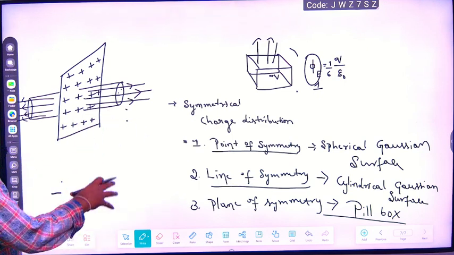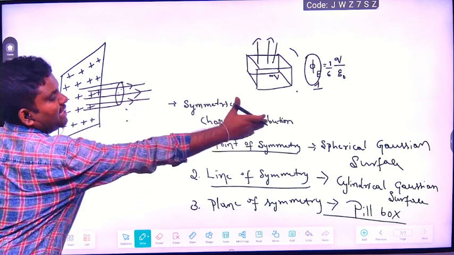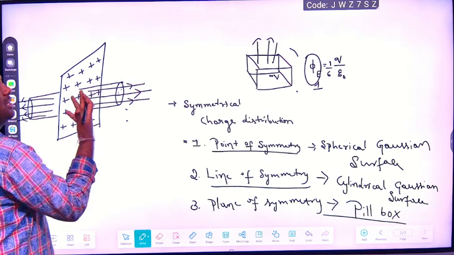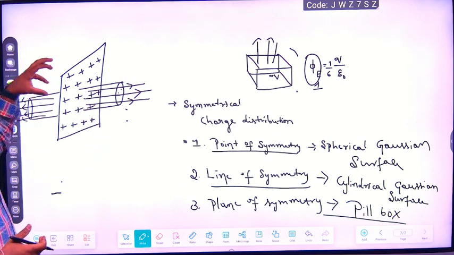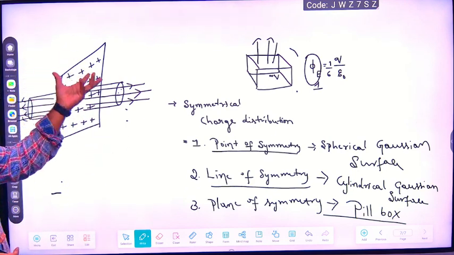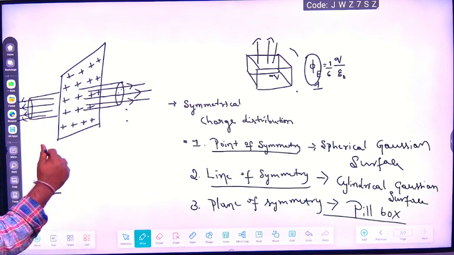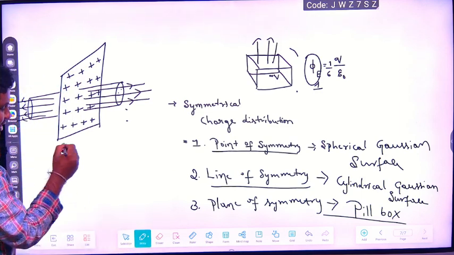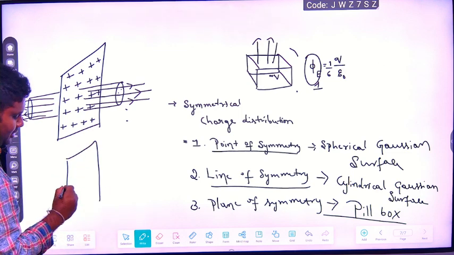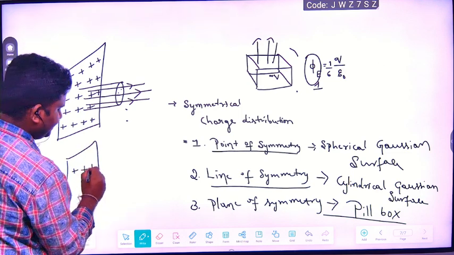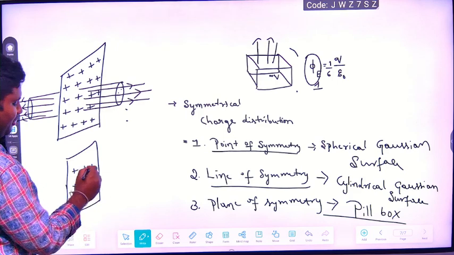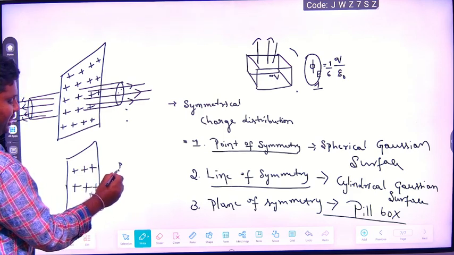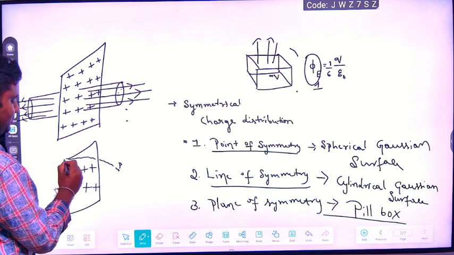Here, is it possible to apply a spherical Gaussian surface? If we apply a spherical Gaussian surface, what will happen? It's not possible. You can't find the number of field lines. The symmetry will not come. If you want, you can try. For example, I will take the infinite sheet, where charges are there. Now I apply a spherical Gaussian surface. This is the point P.